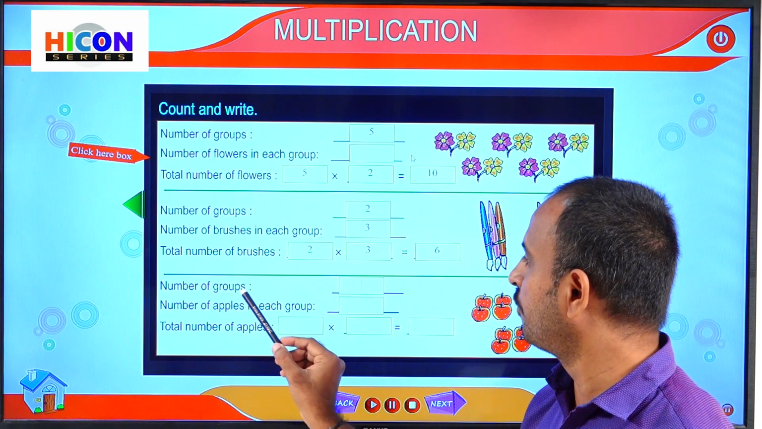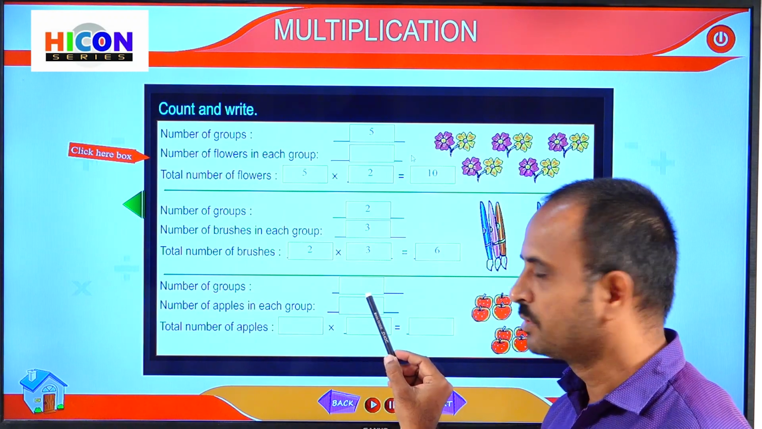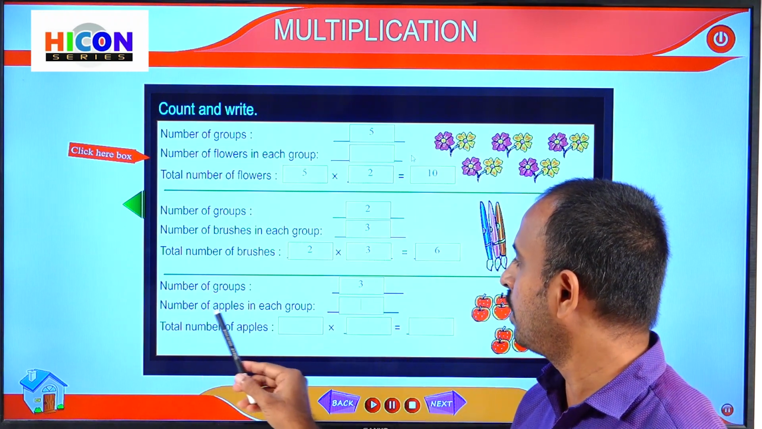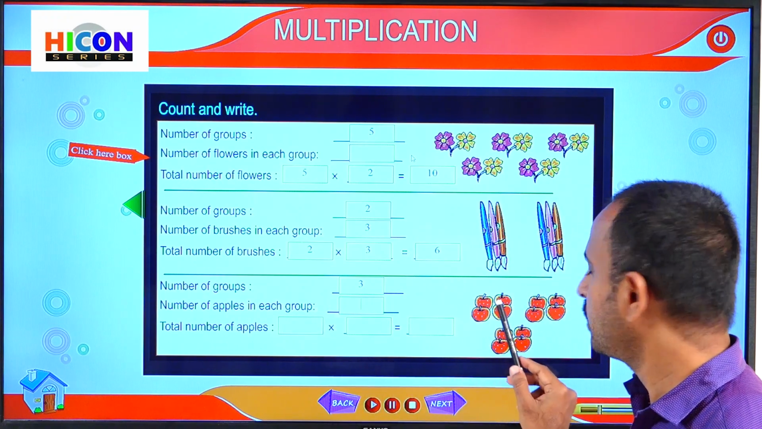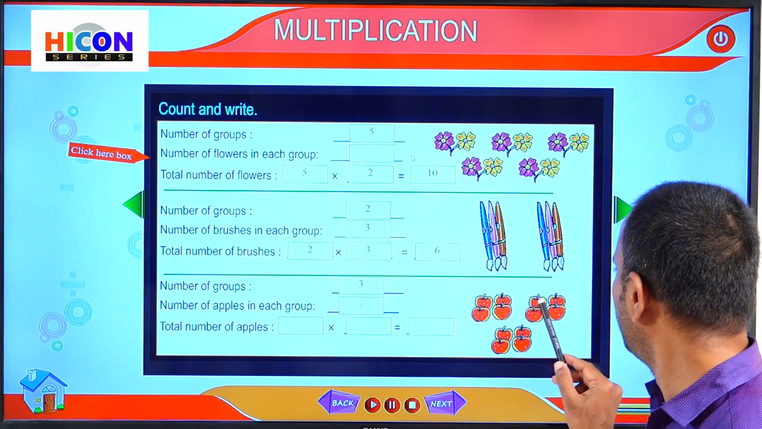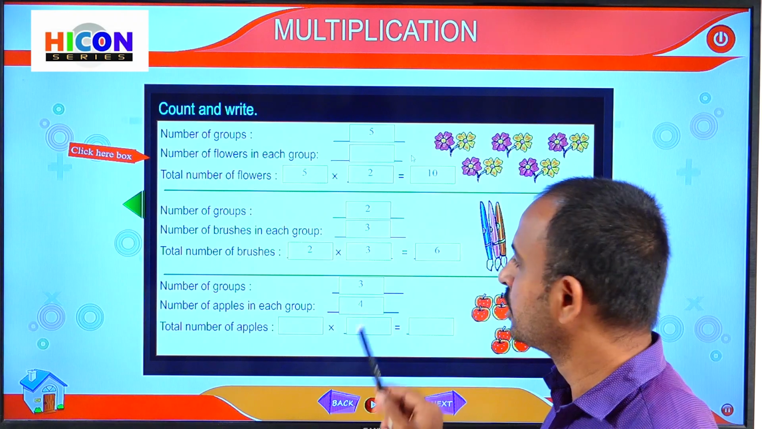That is, the number of groups is equal to how many groups? 3. So there are 3 groups. So write 3 here. And the number of apples in each group. Children, how many apples are there in each group? 1, 2, 3, 4. So each group has 4 apples. So write 4 in this box.